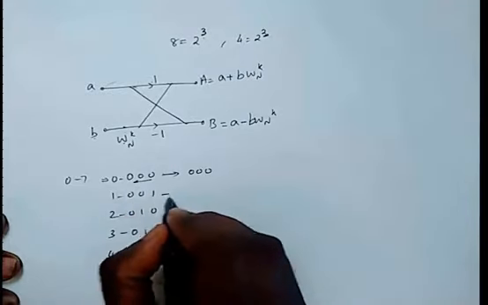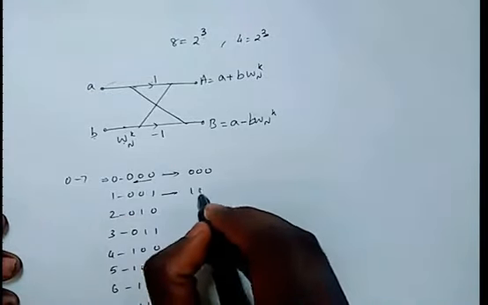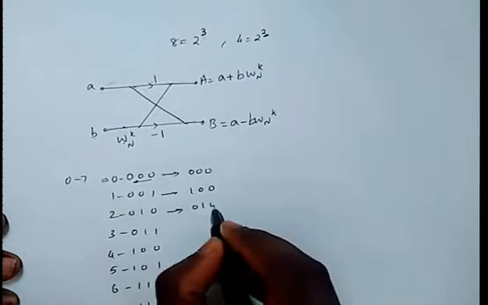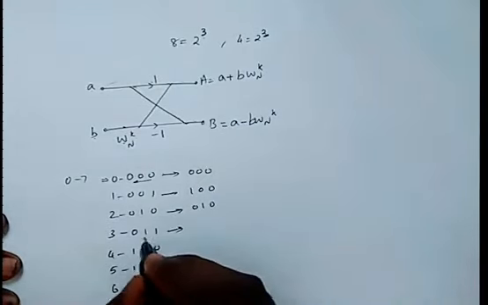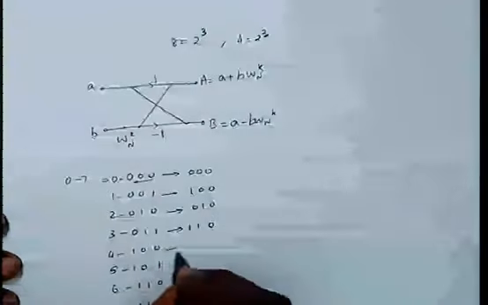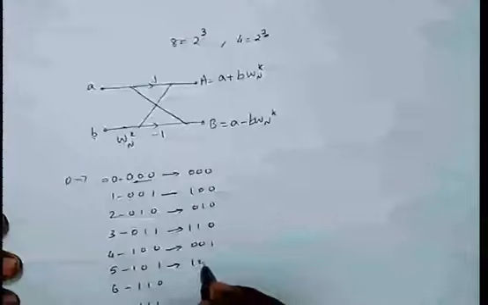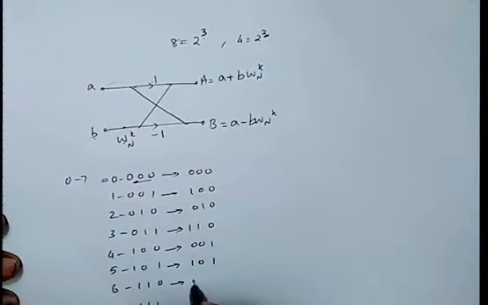1 is going to be 1, 0, 0, and again 2 is going to be nothing but 0, 1, 0. That's no change. 3 is going to be 1, 1, 0, and 4 is going to be 0, 0, 1. 5 is going to be 1, 0, 1. 6 is going to be 0, 1, 1. And 7 is going to be 1, 1, 1.